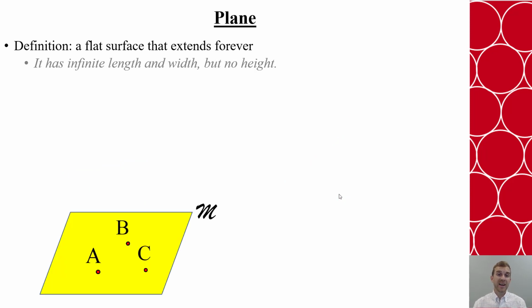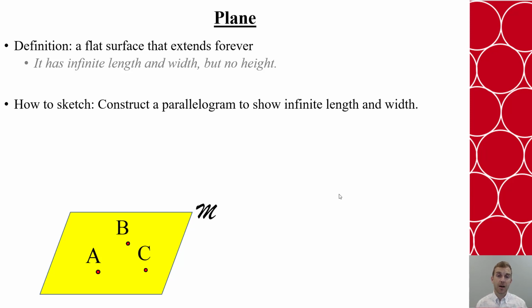A plane is a flat surface that extends forever both in length and width, but there's no height to it. We draw it with a parallelogram, but that does not mean that it ends at the edges of that parallelogram. It will extend forever both in length and width. We just need something to show what we're representing.